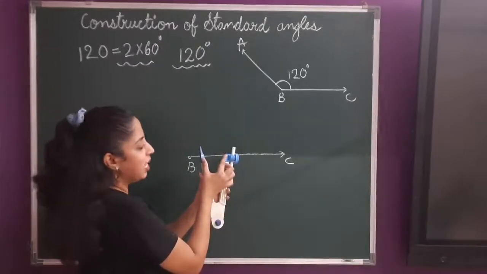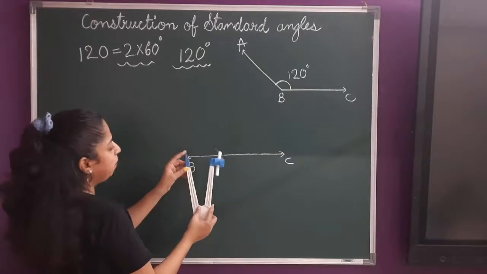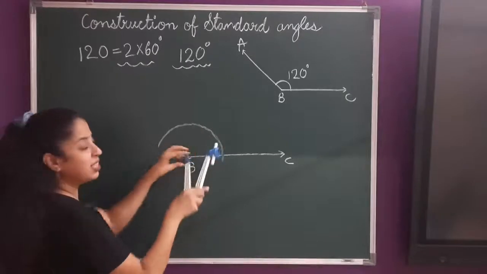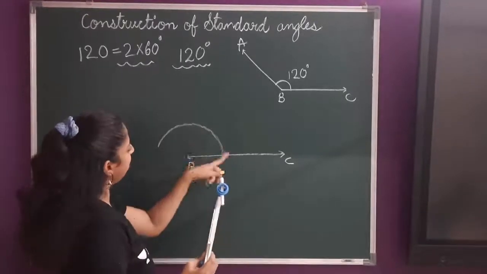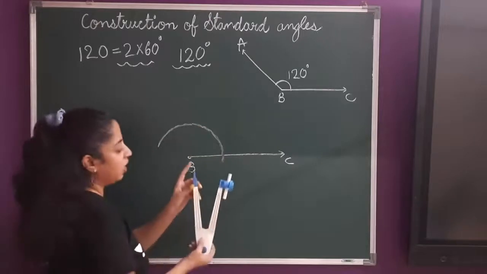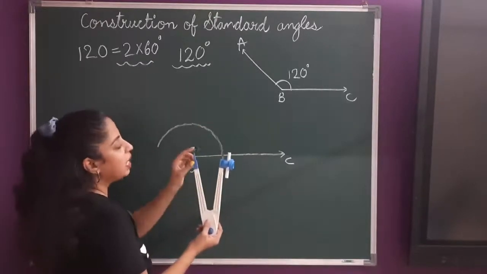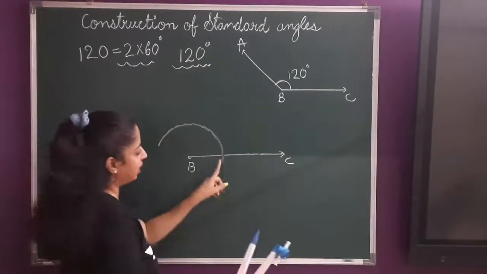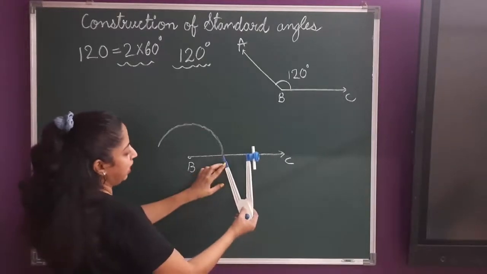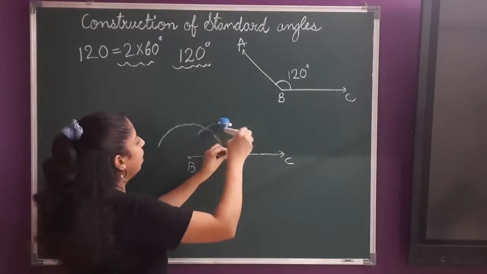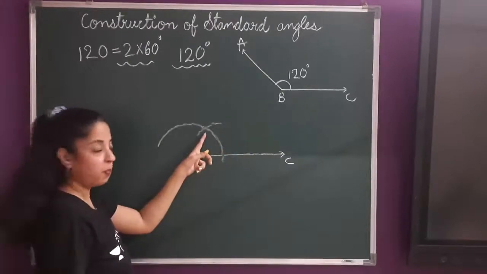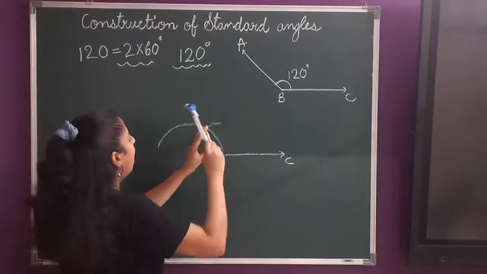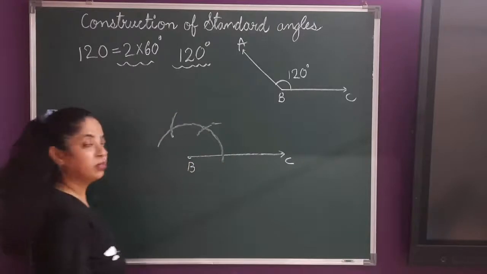Take your compass, extend it to a small length, keep the pointer at B and make a big arc like this. We did the same thing in 60 degree, but this time I have made a bigger one. I have extended it till here. Now keeping the same measurement and keeping the pointer at the point where this arc has met our ray BC, I will make a cut on my arc. Is that clear? Now again keeping the same measurement and keeping the pointer here, I will make a second cut. Okay children?